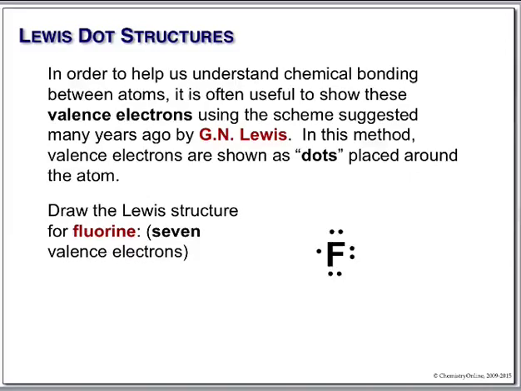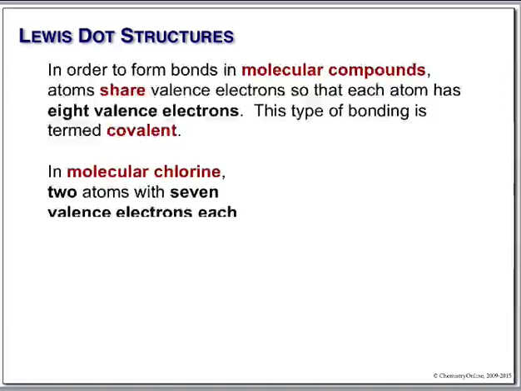Remember the octet rule. The octet rule applies to Lewis structures, basically saying that once we have filled up our outer shell here with eight valence electrons, that we reach extraordinary stability. And so as you're building bonds, you are trying to make an octet of electrons around each atom. Can't always do that, but that's what you're shooting for. Let's go ahead and use this and show how we make a simple covalent bond. At least show it with the Lewis structure.